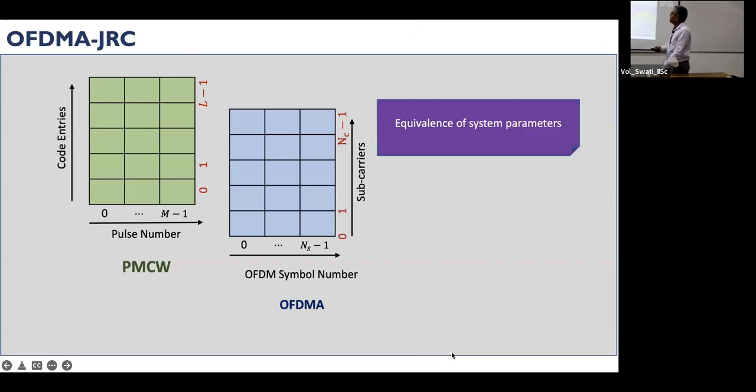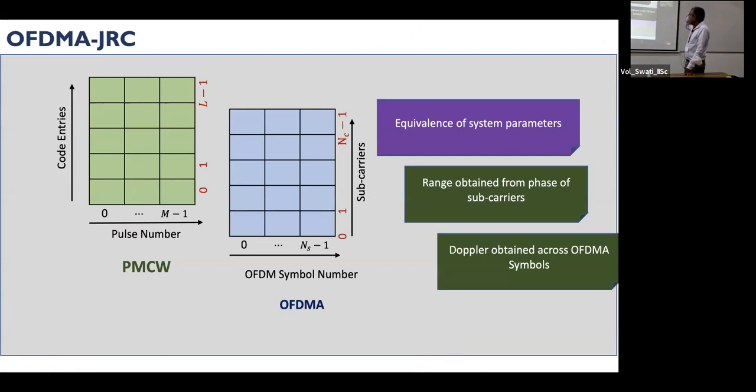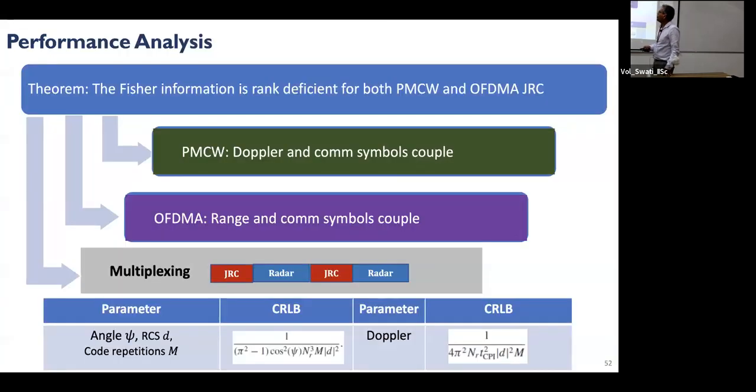Yeah, the same thing happens in OFDM if you were to do it. So you would have the range obtained from it. The range and the communication symbols sort of bring ambiguity into the system. But I think we can go to the next slide. I think we just mentioned what would happen.